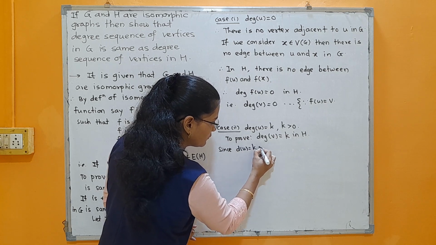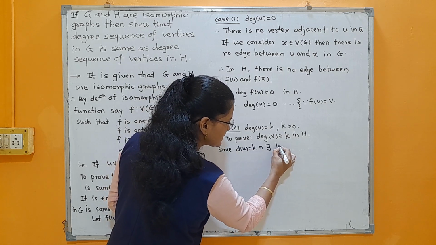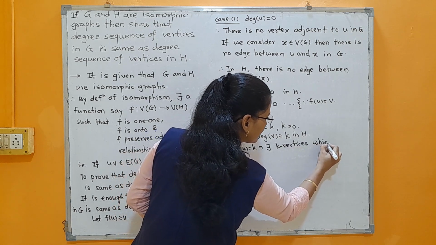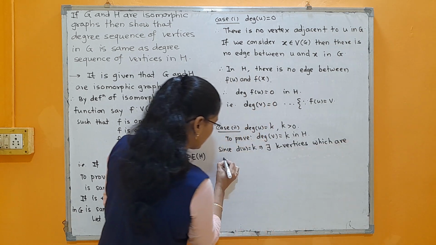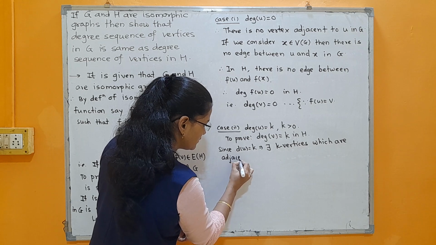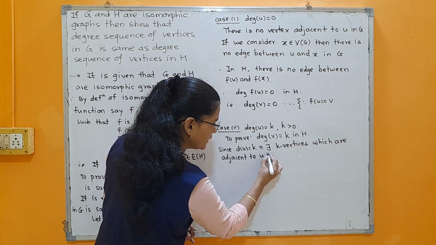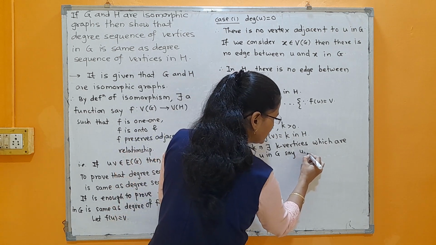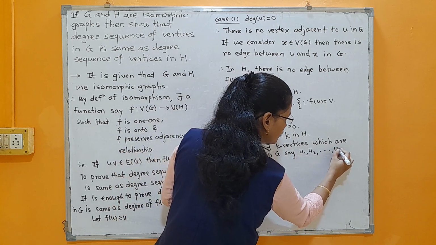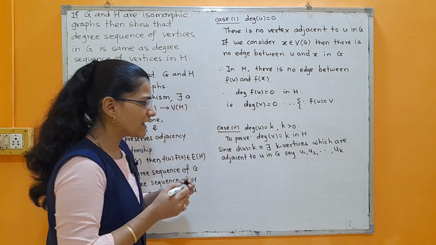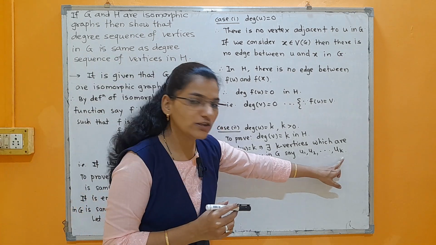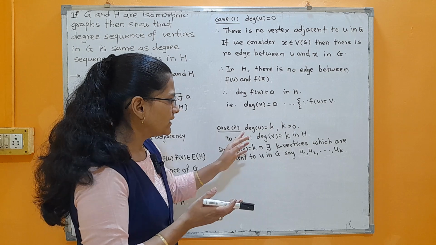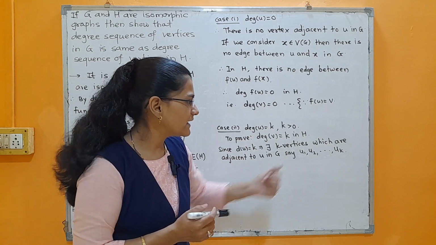Since degree of U is equal to K, that implies there exist K vertices which are adjacent to U in G. Say U1, U2 and so on UK. So these are vertices U1, U2 and so on UK which are adjacent to U in graph G. And degree of U is K, so I have considered these K vertices.